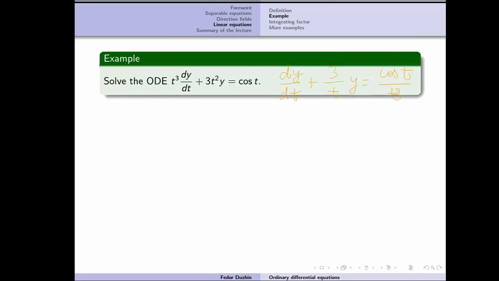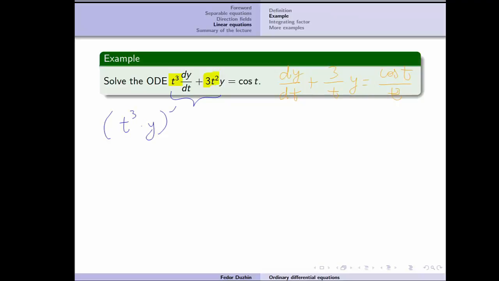So notice something special about this. If you look at the coefficient at dy/dt and the coefficient at y, then the derivative of t cubed is precisely 3t squared. And I hope that you recognize the pattern, because this is the pattern of the product rule. Here the left-hand side of our differential equation is precisely the derivative of t cubed times y.